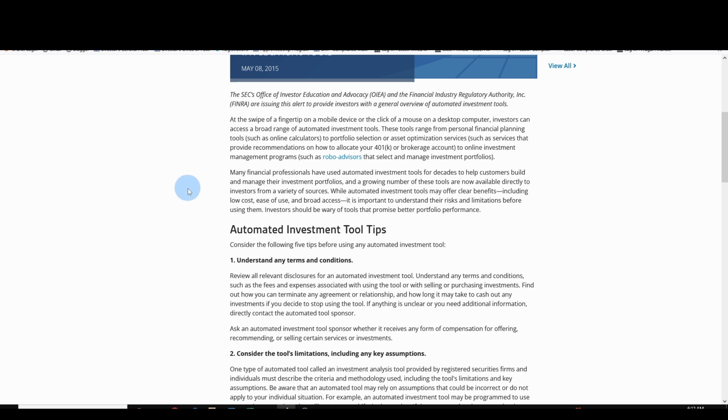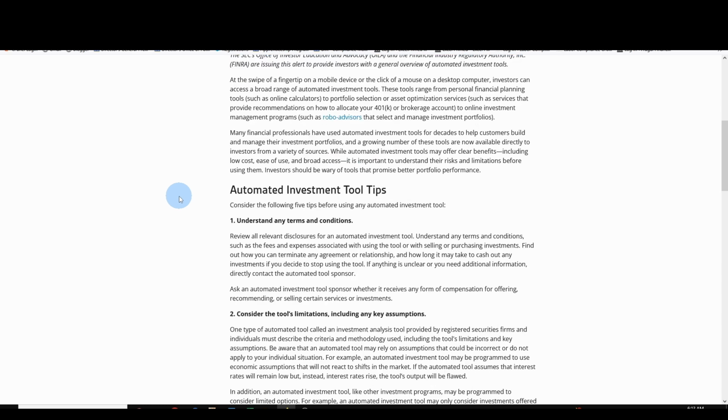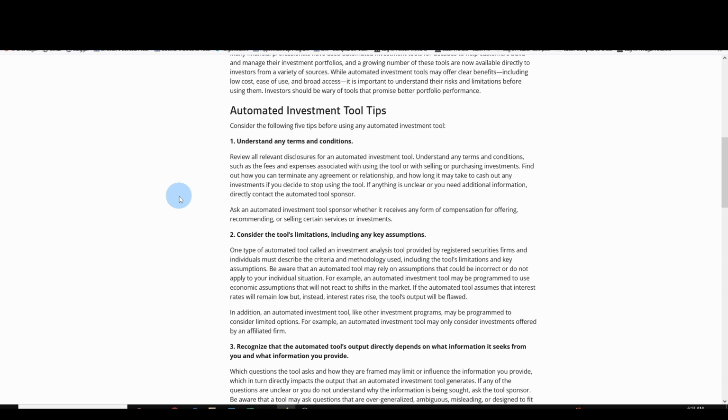While automated investment tools may offer clear benefits, including low cost, ease of use, and broad access, it's important to understand their risks and limitations before using them. Investors should be wary of tools that promise better portfolio performance. Automated investment tool tips. Consider the following 5 tips for using any automated investment tool. Understand any terms and conditions. Review all relevant disclosures for an automated investment tool.